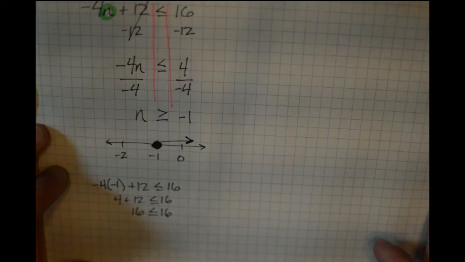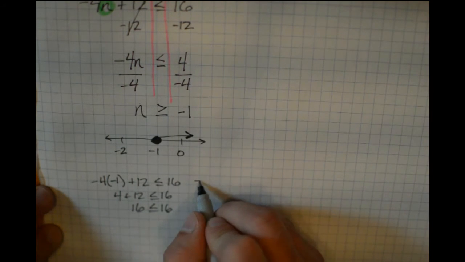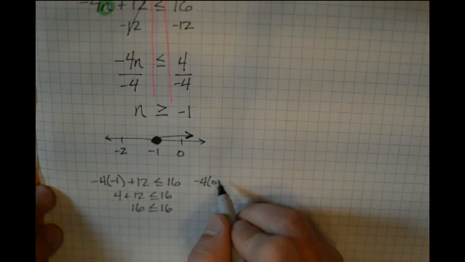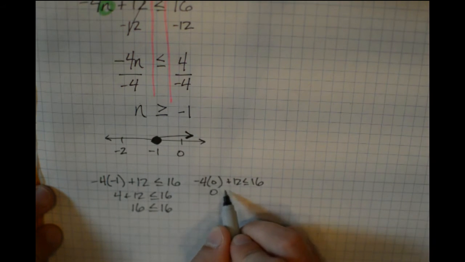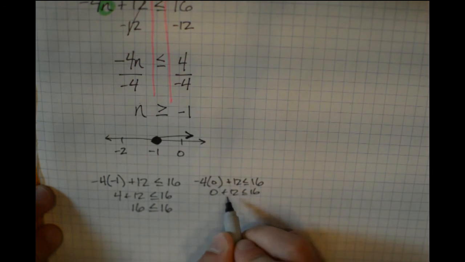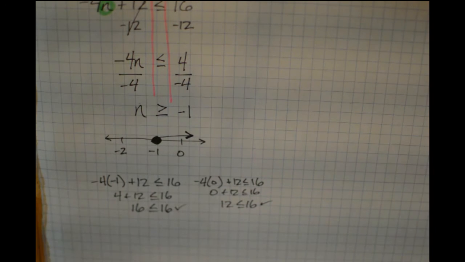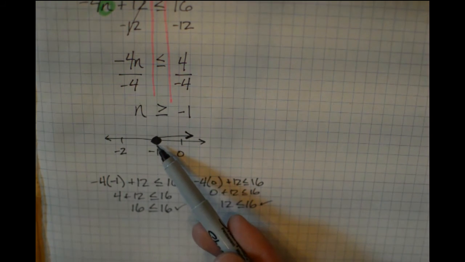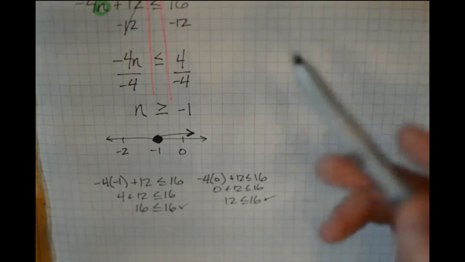Yep, that worked. Let's check a number that's bigger than -1. So let's try a 0. So -4 times 0 plus 12 less than or equal to 16. Well, that's 0 plus 12. So 0 plus 12 is 12, which is less than or equal to 16, and that one worked as well. So those solutions are valid. That shows that this graphical representation is good, that -1 or anything bigger makes that statement true.